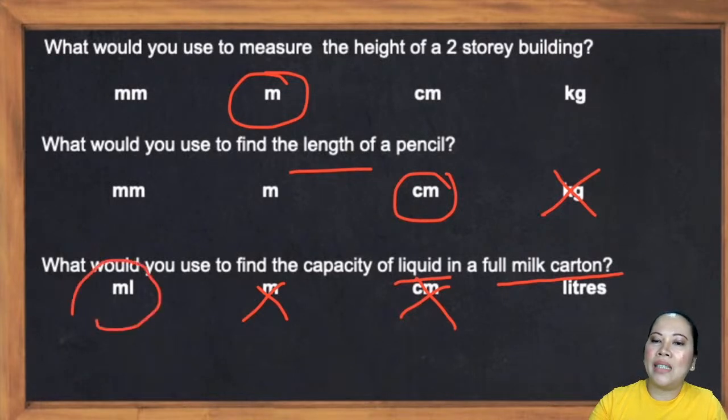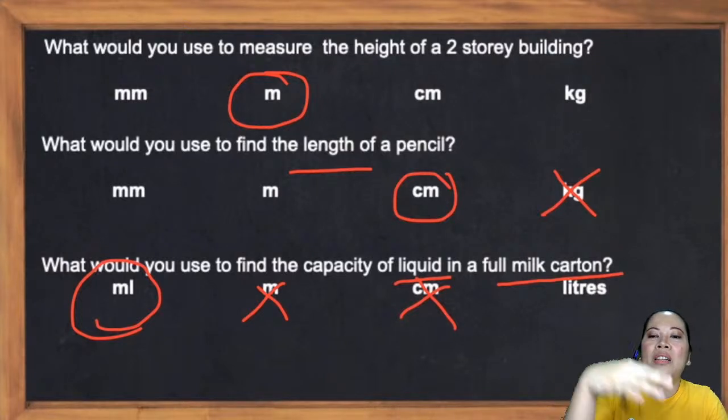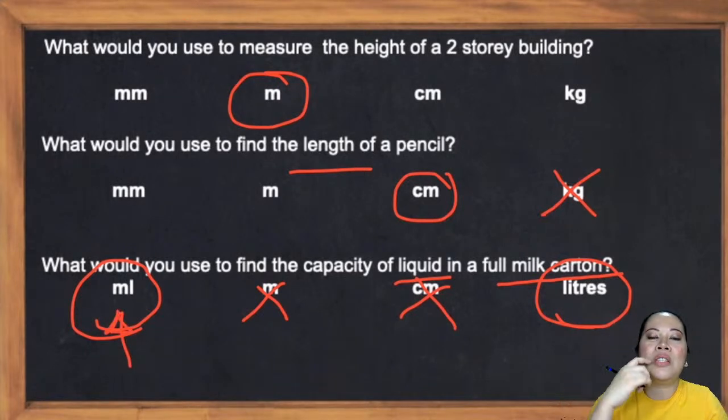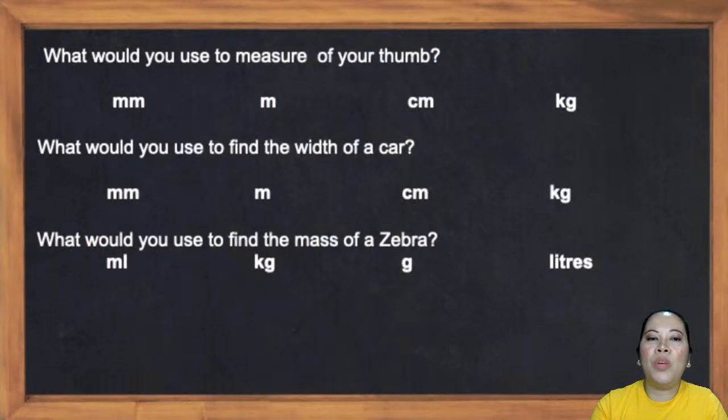Yes, that is correct. Yeah, ml. It's only the carton. So the capacity of one full milk carton is around 1 liter. Yes, you can also use liters, but the most common one that we use is ml because we have small cartons as well. Okay, good job. All right, let's continue. What would you use to measure your thumb? What would you use to measure your thumb?